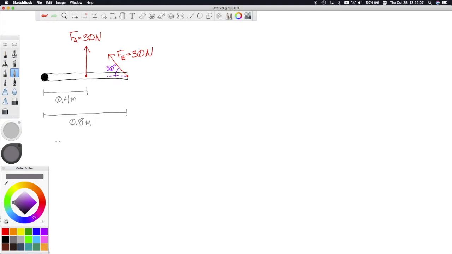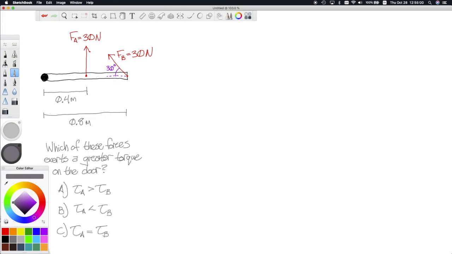So the question I want you to try to answer here is, which of these forces exerts a greater torque on the door? So is torque A greater than torque B, less than torque B, or are the torques equal? Pause the video and give yourself a second to work through this problem and try to determine the answer yourself.